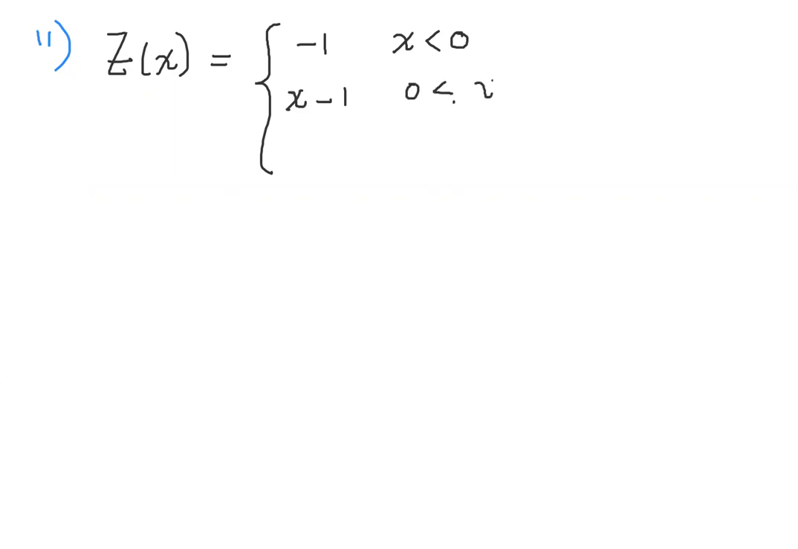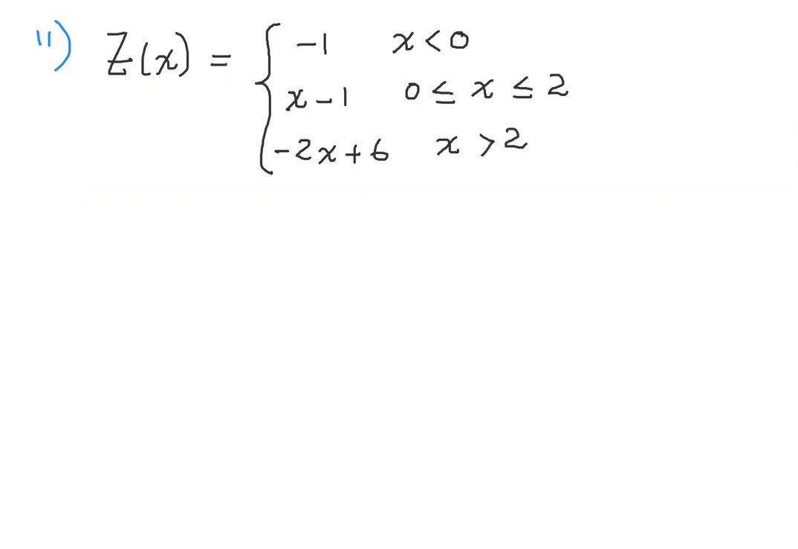So we have z of x. We are seeing three pieces here. Negative 1 for all x less than 0. The second function is x minus 1, where x is between 0 and 2, and both are included. And negative 2x plus 6 for all x greater than 2.